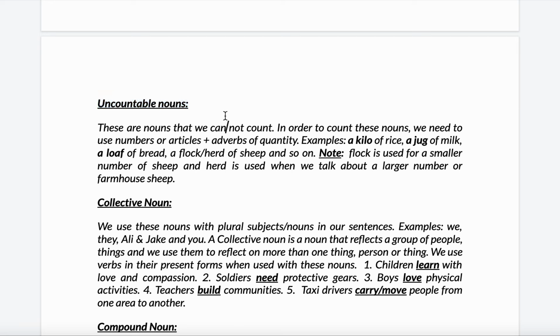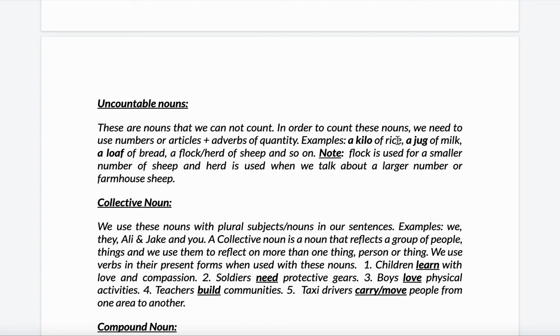Why? Because we cannot say a water. Well, in our daily life we may use it, but let's say if I go to the store and say, I need a water, even though I shouldn't say that, the shopkeeper may know that I'm talking about a bottle of water. So that bottle is a word of quantity here. So adverbs of quantity are those words that we use to give meaning and quantify our non-countable nouns. Okay, so that's the explanation for that.